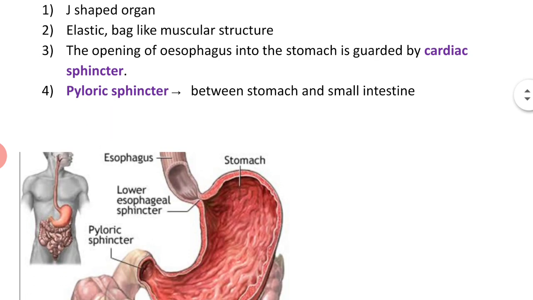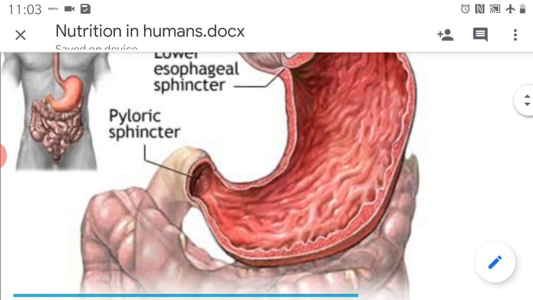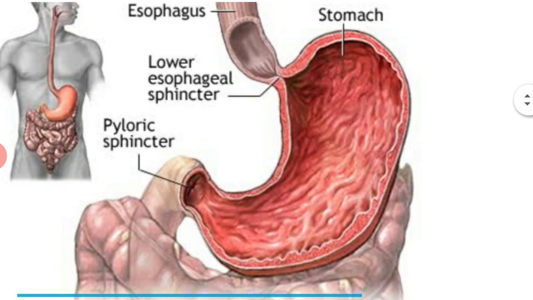When we talk about the structure of a stomach, it is a J-shaped organ and it is an elastic, bag-like and muscular structure. If you see here in the diagram, it looks somewhat like a J and it is bag-like. That means it can store food in it. It is elastic. That means it can stretch and come back to its normal size. And it is made of muscles, so it is a muscular structure.